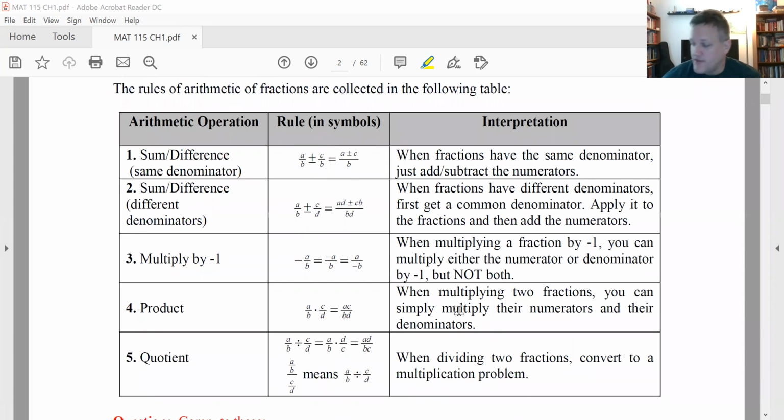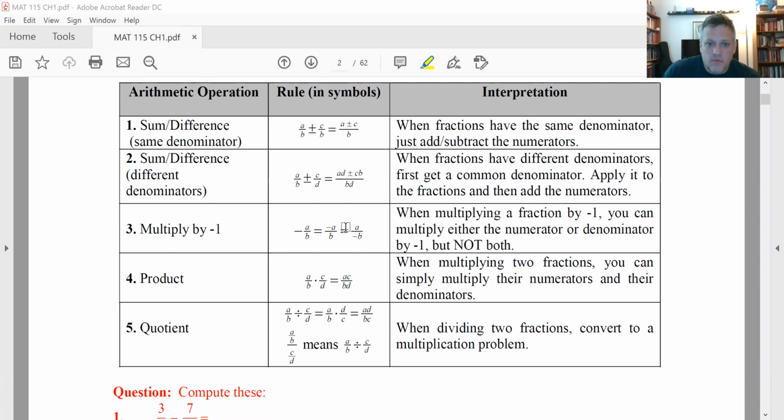In contrast to that, if the bottoms are different, you have to first find what's called a least common denominator, and that's where prime factorization comes in. You can practice a little bit of that. But once you do this, once you convert each fraction to an equivalent one with the same denominator, then you can proceed as you did before and add or subtract the tops, keeping the bottom the same.